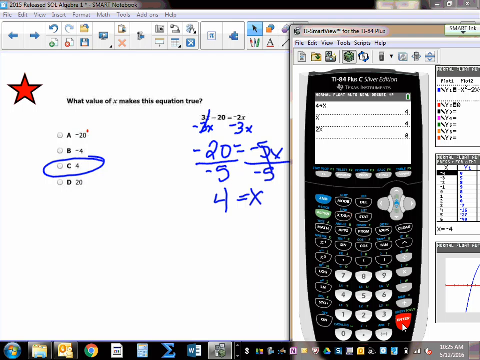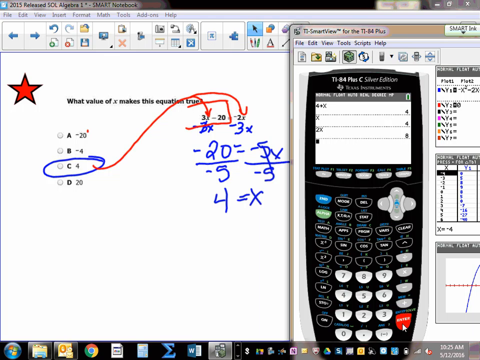Did you figure it out? So type 4, and then STO, the store, x, and then hit enter. Wait. And then that's what I have to do so far. Okay? So now we're going to check to see if it works. So what I'm doing is I'm taking 4 and I'm putting this in for x of both sides of my equation. So first let's do my left side.